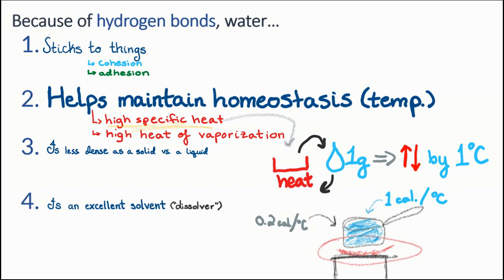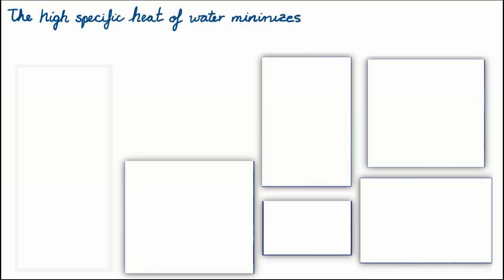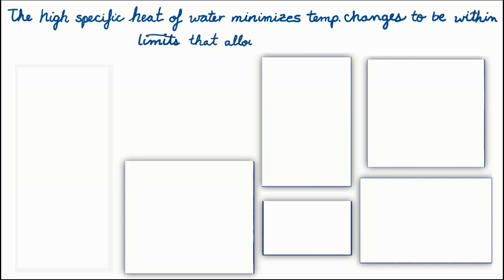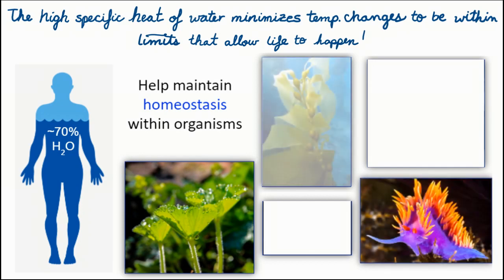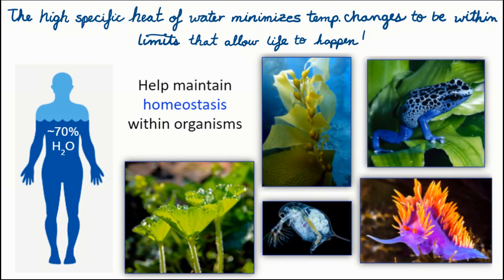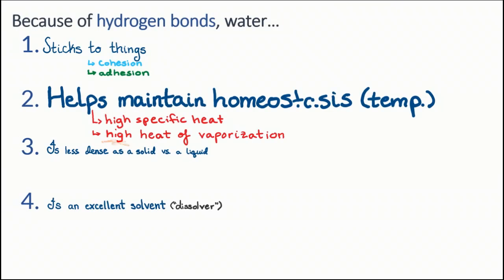So why is this important? The key to all of this is that the high specific heat of water minimizes temperature changes to within limits that allow life to happen. In short, it helps maintain homeostasis within organisms and their environments. Water's high heat of vaporization also helps achieve this.